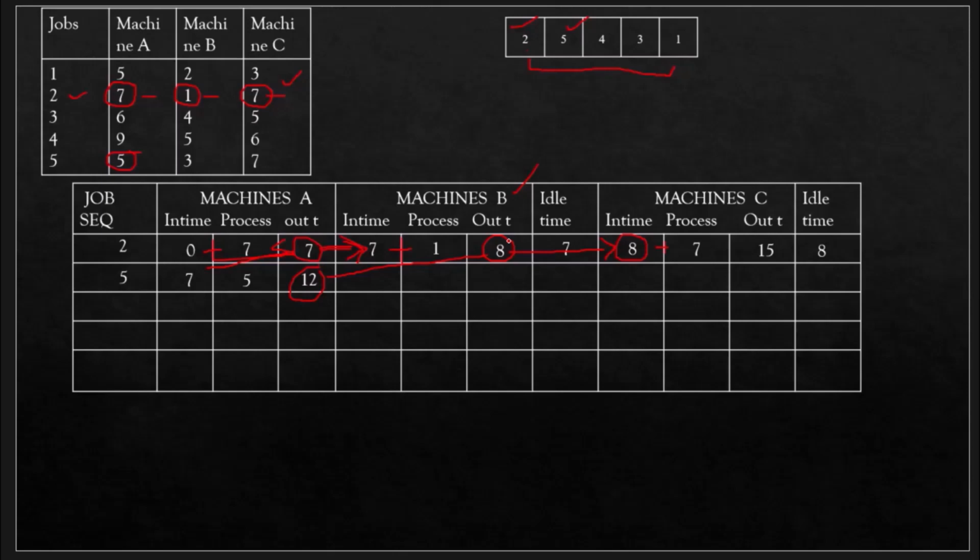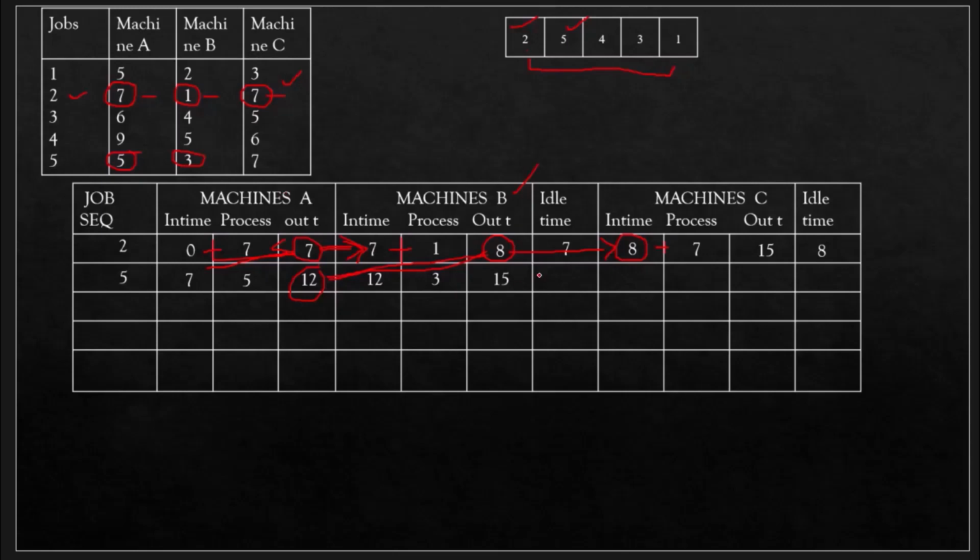So now we can give the task for machine B. Here we want to cross check the out time of job 5 and the out time of job 2 on machine B. If you cross check, we want to consider the maximum time, which is 12 hours. So the next input hour is 12 hours, and the processing time for machine B for the fifth job is 3 hours. 12 plus 3 gives 15 hours.